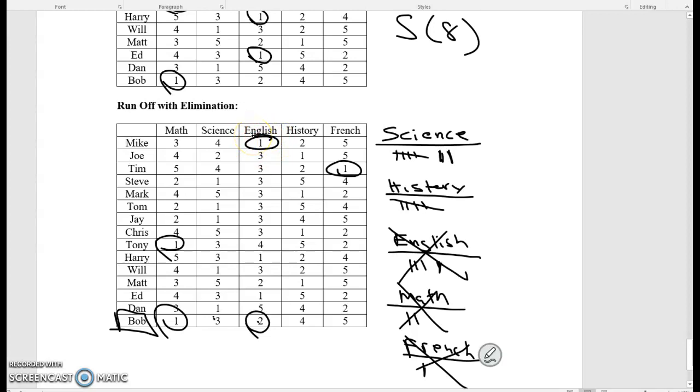Mike's first place English vote, the next was history. So history gets it. The next first place English vote was here. History is ranked second, so history gets it. And then finally, English was ranked 1 here. They ranked French 2, but French is gone. So science was 3. Science is left over, so science gets it. So therefore, by runoff with elimination, science gets it with a score of 8.